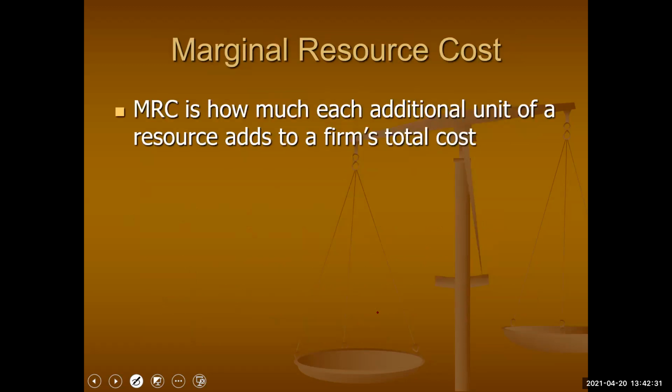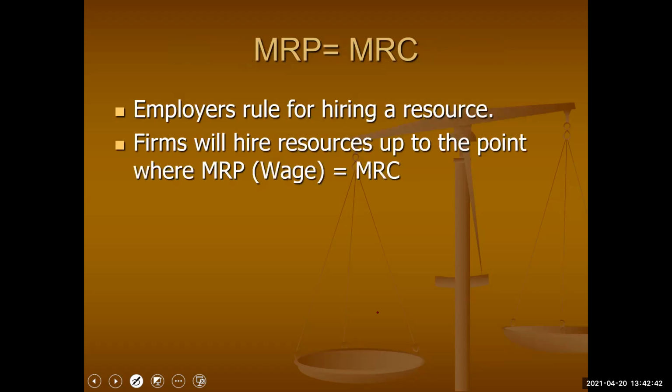So let's take a look and see what's going to happen. One other item first. The marginal resource cost is how much each additional unit of a resource adds to the firm's cost. And an employer's rule for hiring: firms will hire resources up to the point where the marginal revenue product equals the marginal resource cost.